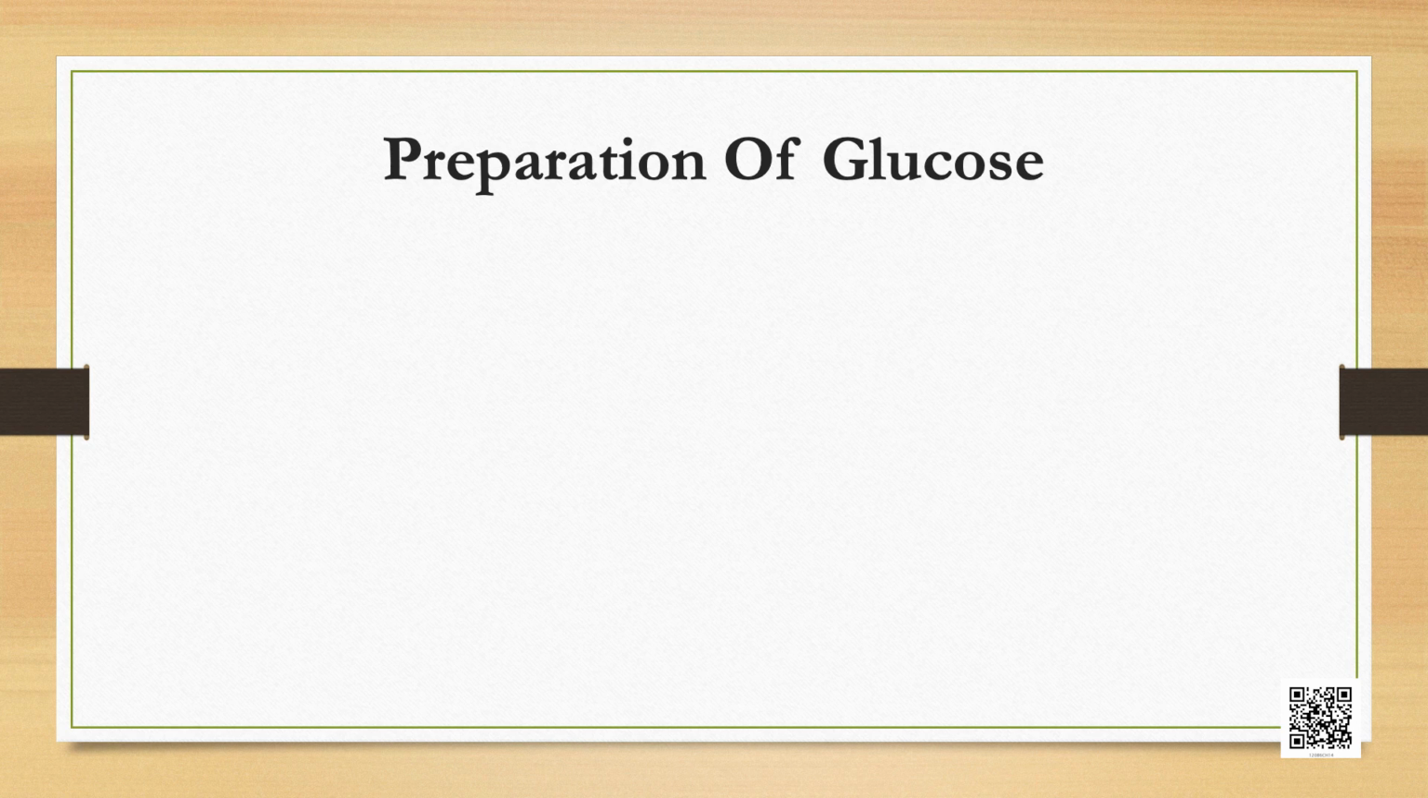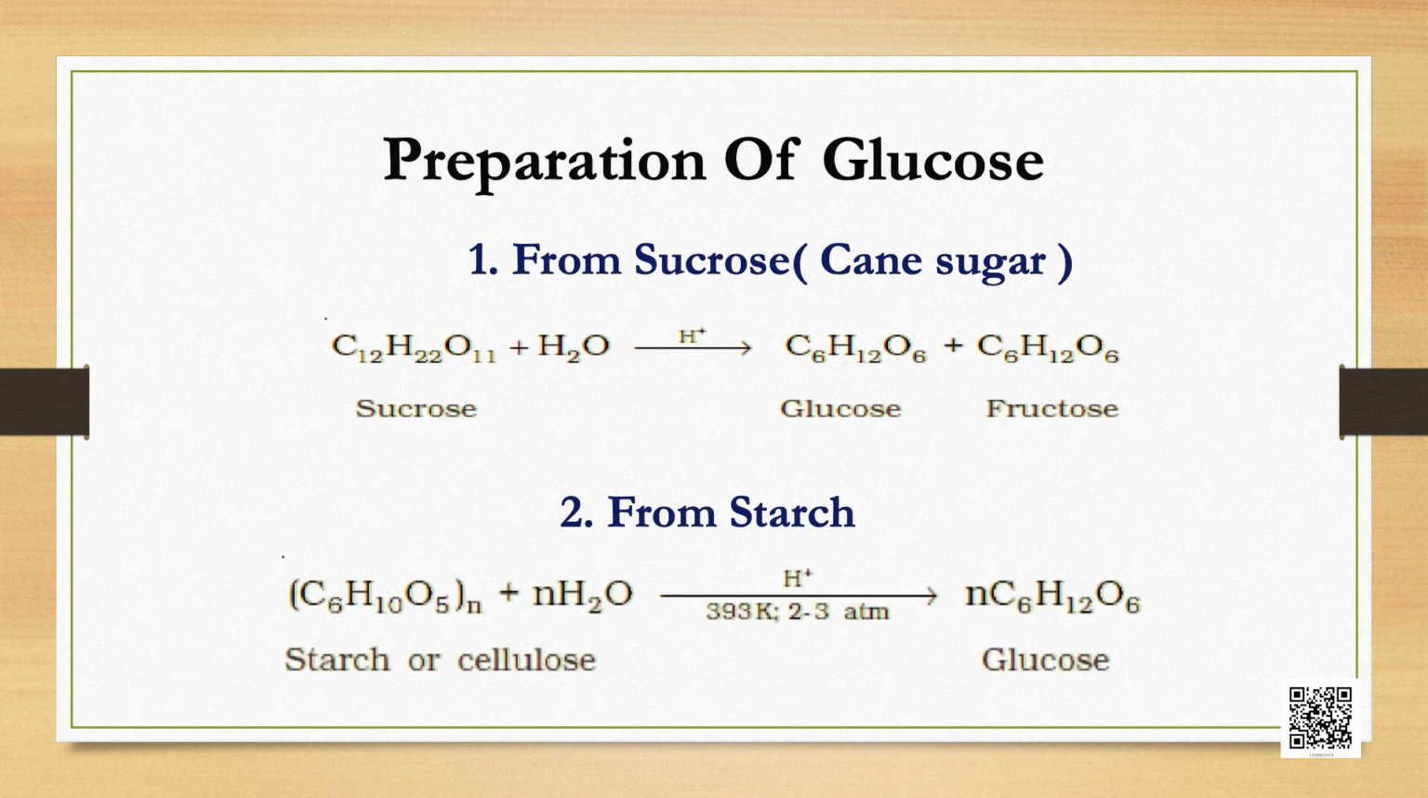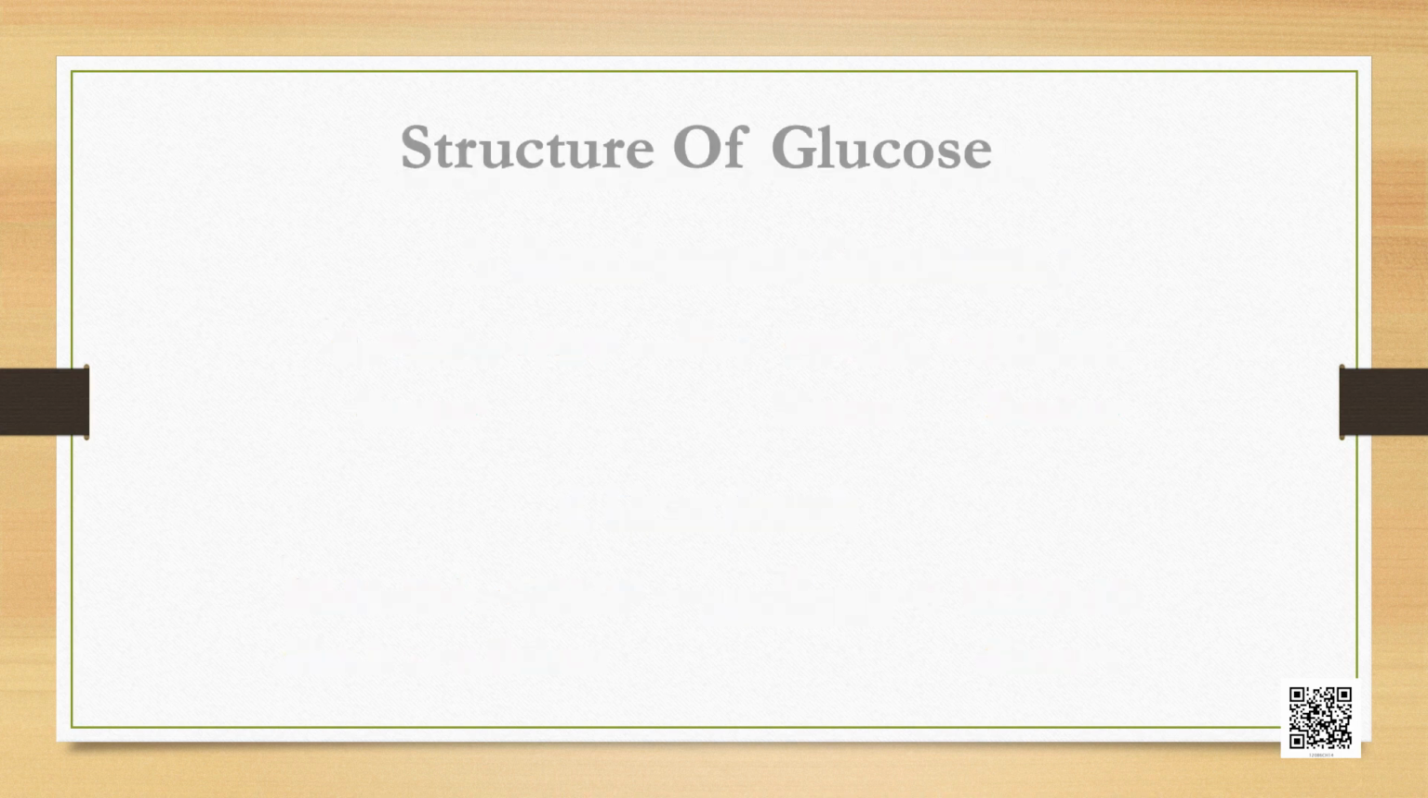Let us now discuss preparation and structure of glucose. Preparation of glucose. First, if sucrose is boiled with dilute hydrochloric acid or sulfuric acid in alcoholic solution, glucose and fructose are obtained in equal amounts. Next, commercially glucose is obtained by hydrolysis of starch by boiling it with dilute sulfuric acid at 393 Kelvin under pressure. Let us understand structure of glucose.